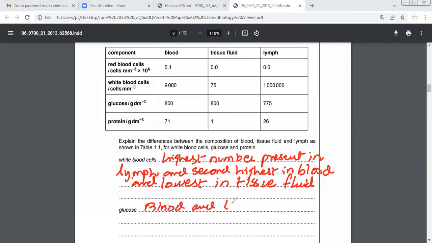Blood and tissue fluid has same amount of glucose, and in lymph it is slightly low as compared to the amount of glucose in blood and tissue fluid. थोड़ी सी कम है उसमें.